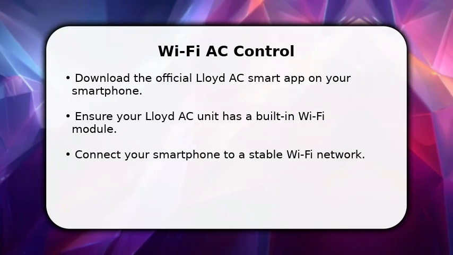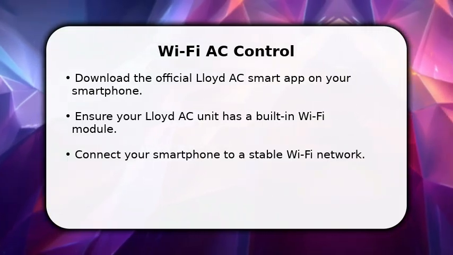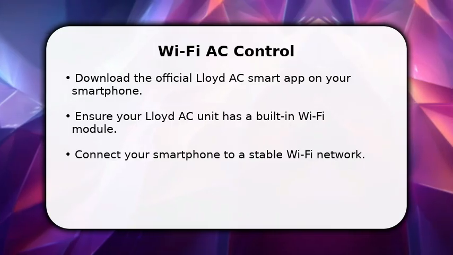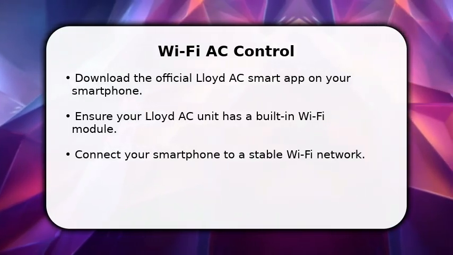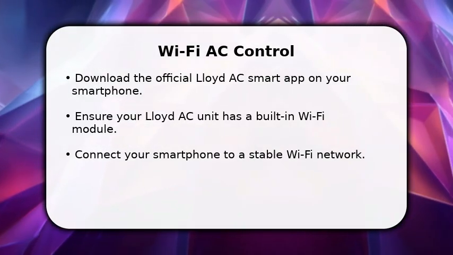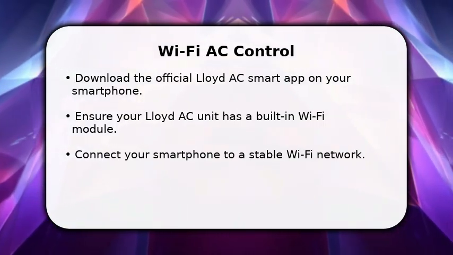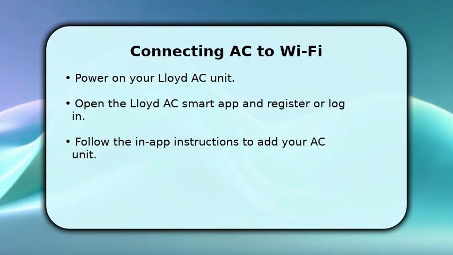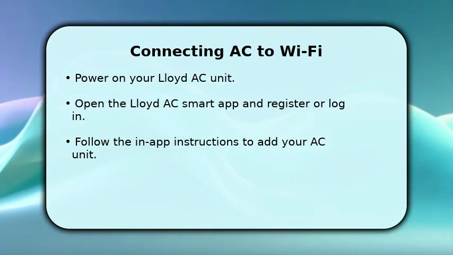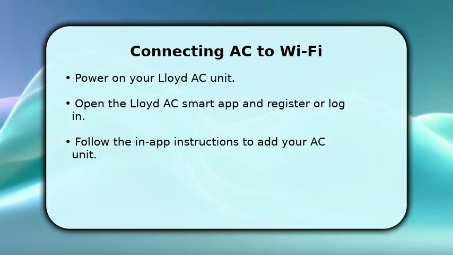Then, connect your smartphone to a reliable 2.4 GHz Wi-Fi network. This initial setup is crucial for seamless communication between your device and the AC unit, allowing you to control it from anywhere. To connect your AC, power on the unit and open the Lloyd AC Smart app.